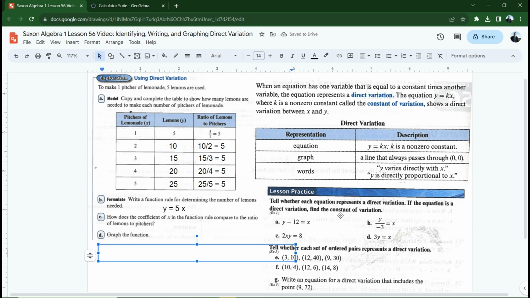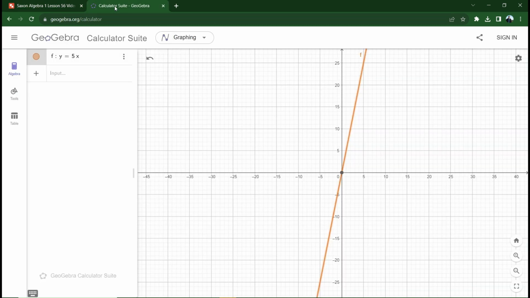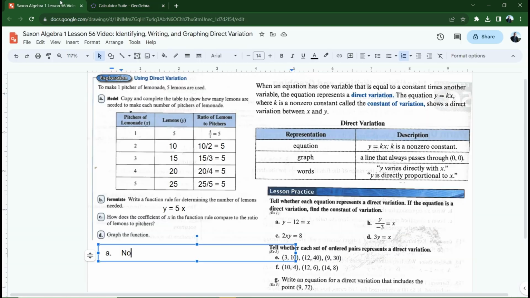Tell whether each equation is direct variation. If it is, find the constant of variation. Letter A, this is not direct variation. How do I know that? Because it has a y-intercept. If the y-intercept is anything other than 0, it can't be direct variation. It has to pass through the origin. Also, it's not just a constant times a variable.